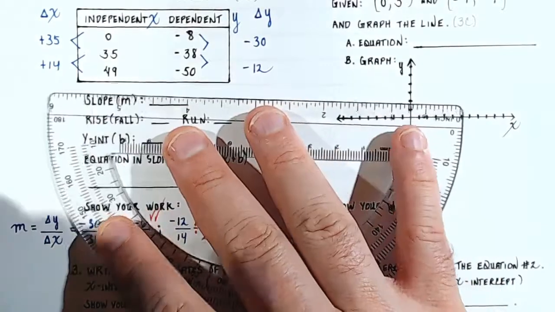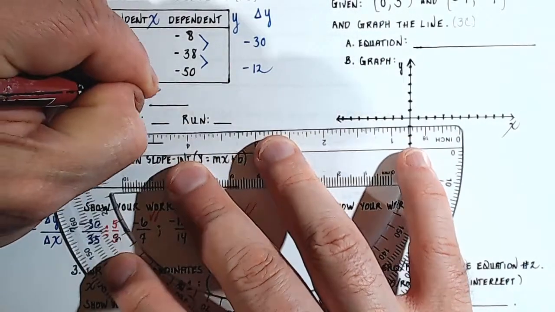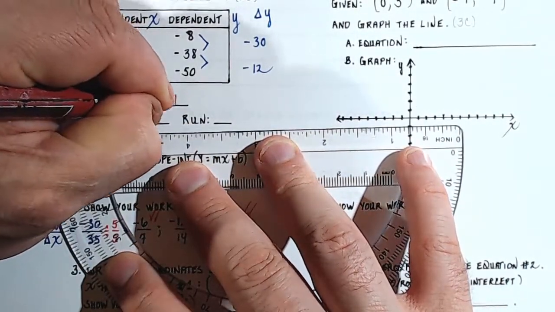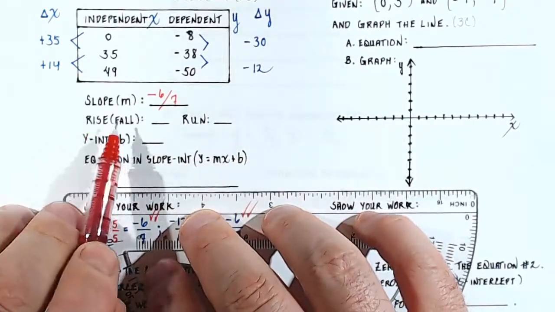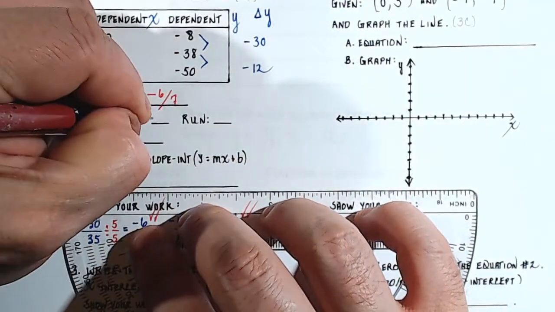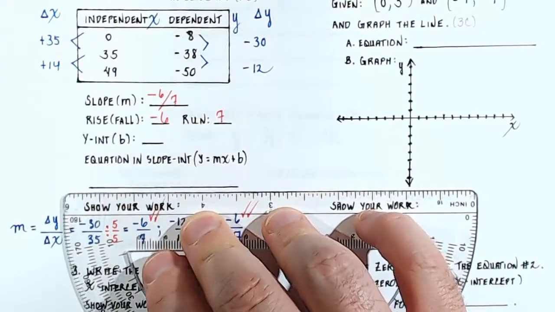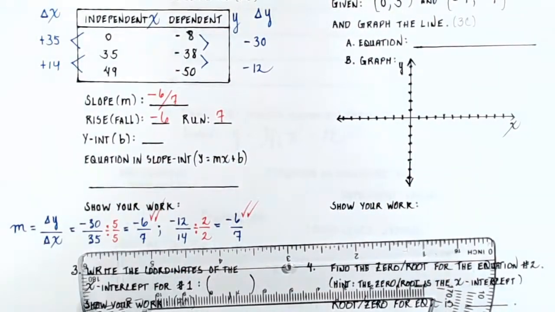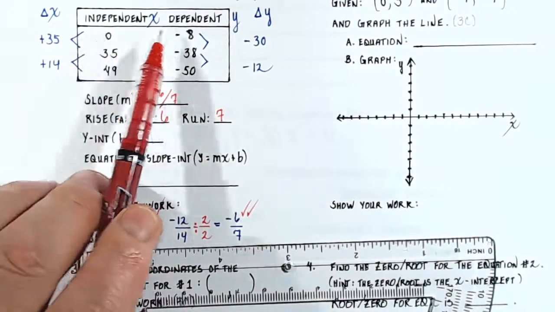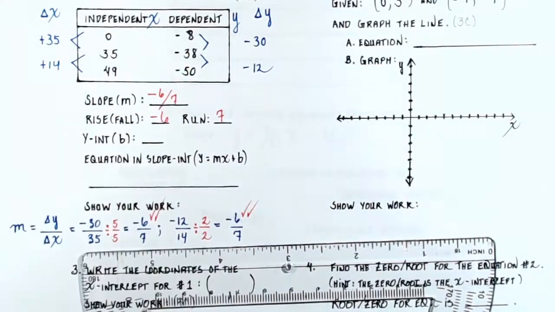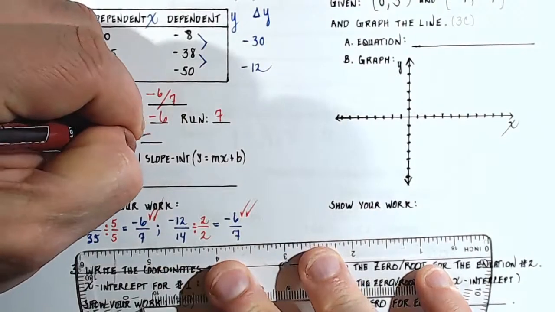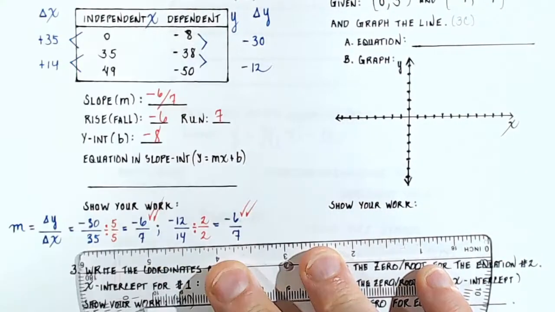Let's fill that out here. Negative 6 over 7. And that must mean that the rise, or in this case the fall, is negative 6, and the run is 7. The y-intercept can be identified from the table. Wherever x is 0, that's the y-intercept, so the y-intercept is negative 8.